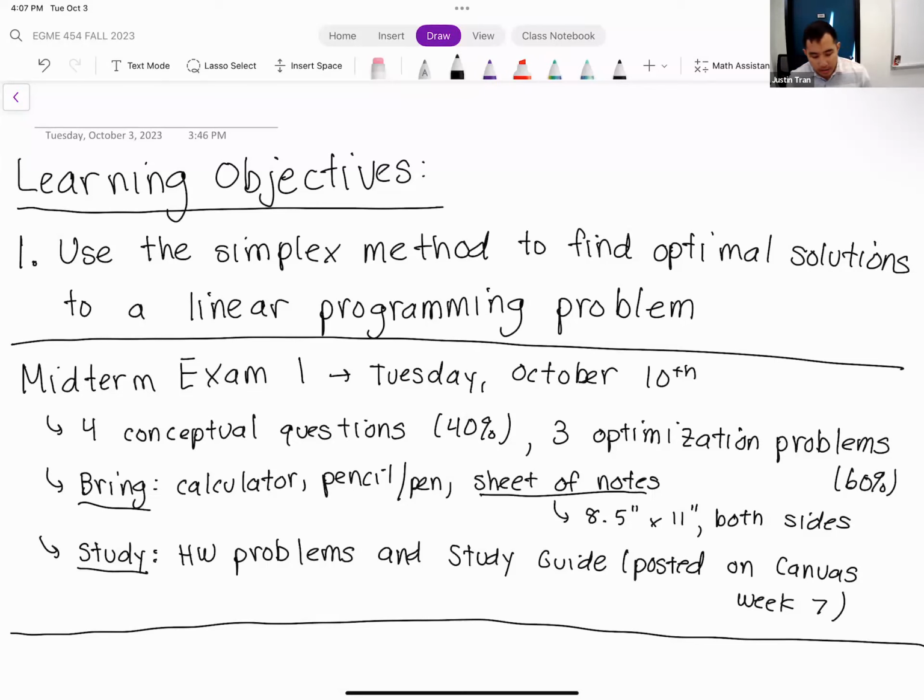Okay. And in fact, because I have quite a few first time students here, let me go ahead and share what the study guide is.